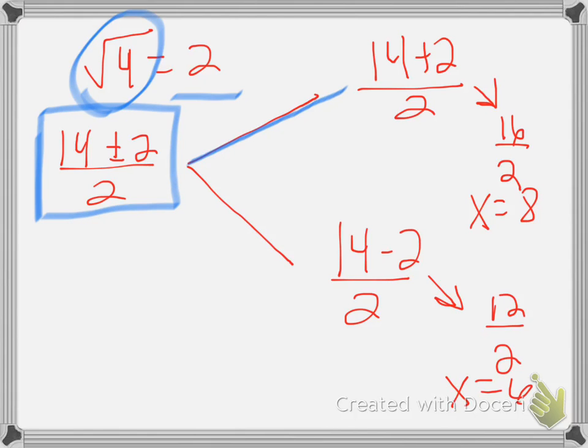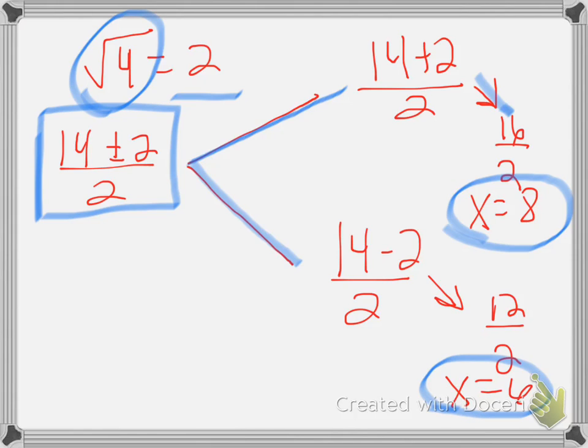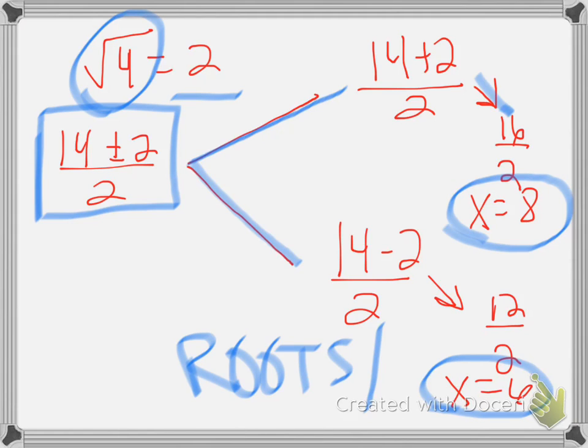14 plus 2 over 2 gives me 16 over 2, which tells me that one of my answers is x equals 8. And then 14 minus 2 over 2 gives me 12 over 2, which tells me one of my answers is x equals 6. And this is how you find the roots or the solutions to a quadratic. That's it.